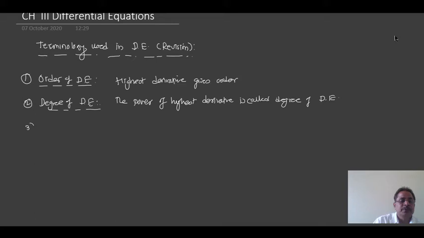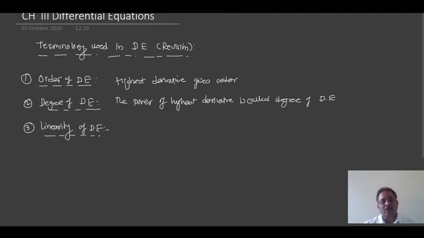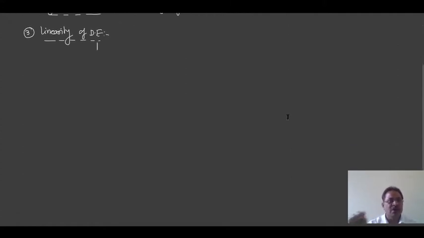Number three, the third terminology used is the linearity of a differential equation. Here linearity means that, irrespective of the order, in the differential equation or partial differential equation, any term, mixed term or whatever type of partial differential term, the power of each and every term is 1 and not 2, 3, etc. Higher order power terms are not there, then that equation is called linear.